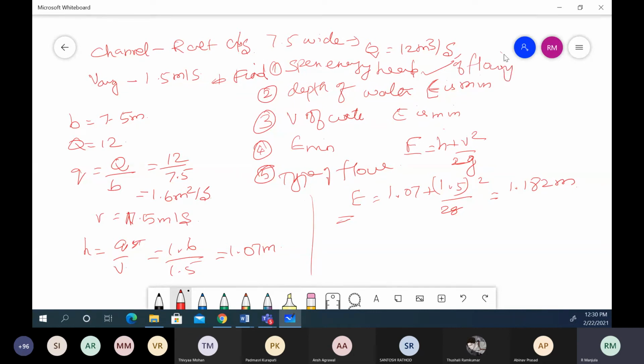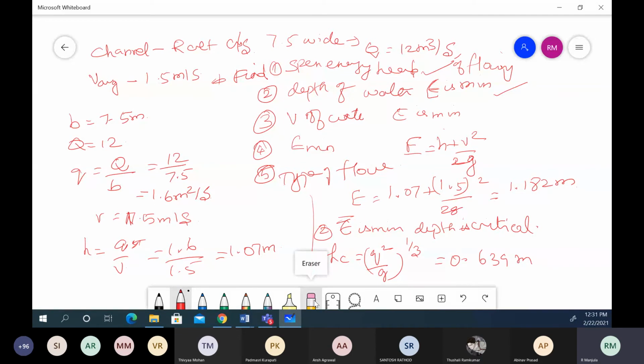Now what is the depth of water when the specific energy is minimum? So what do you mean by that? Second part, when E is minimum, your depth is going to be critical. This we have already seen. Now Hc is equal to Q square by g, the whole raised to 1 by 3. Substitute Q and g and we will be getting the critical depth. Critical depth I am getting something around 0.639 meters. Now the second part of the problem is done.